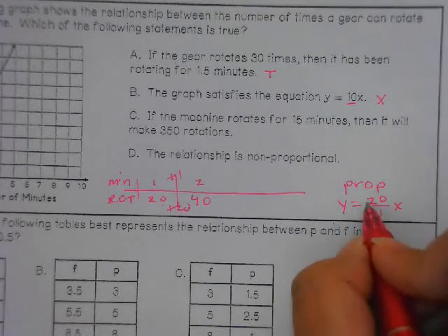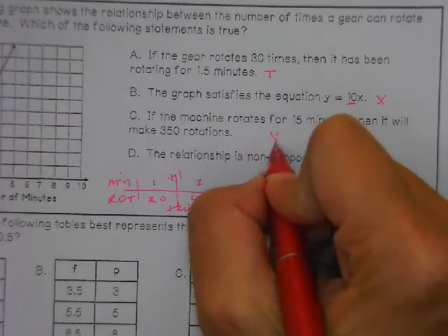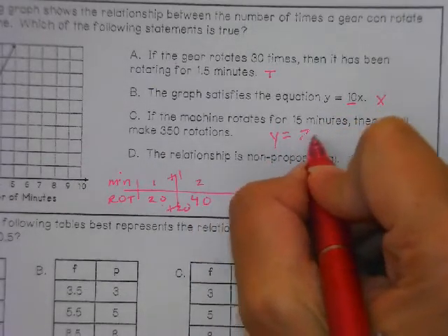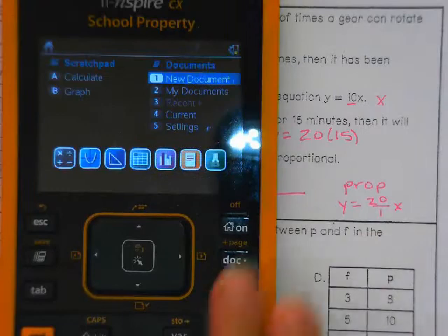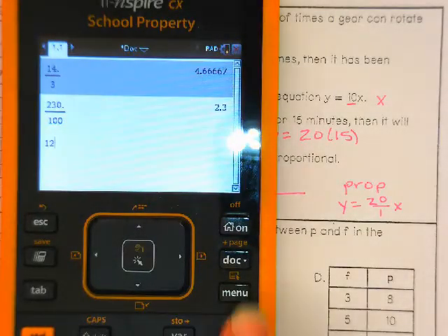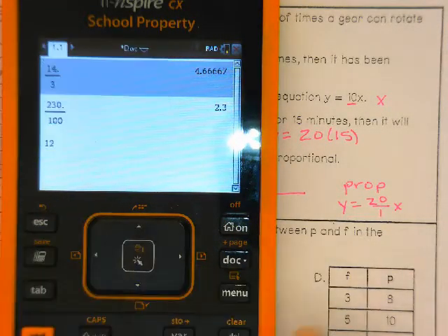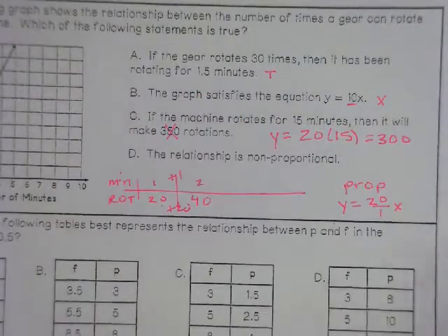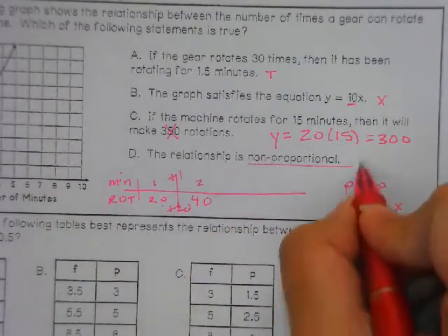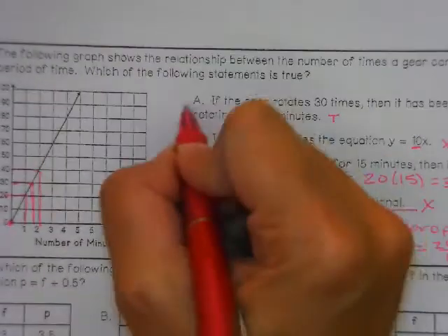Well, let's see. If we have 15 minutes, we have 20 times 15. Oops. We get 300, not 350. The relationship is non-proportional. No, it is proportional. It goes to the origin, so it has to be A.